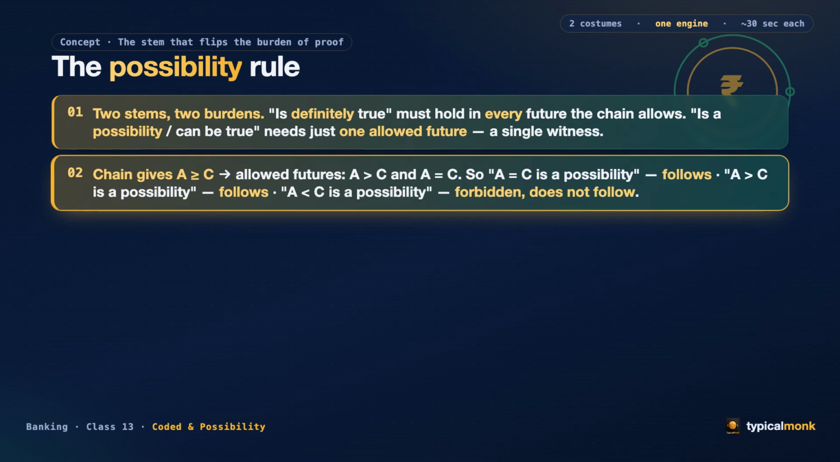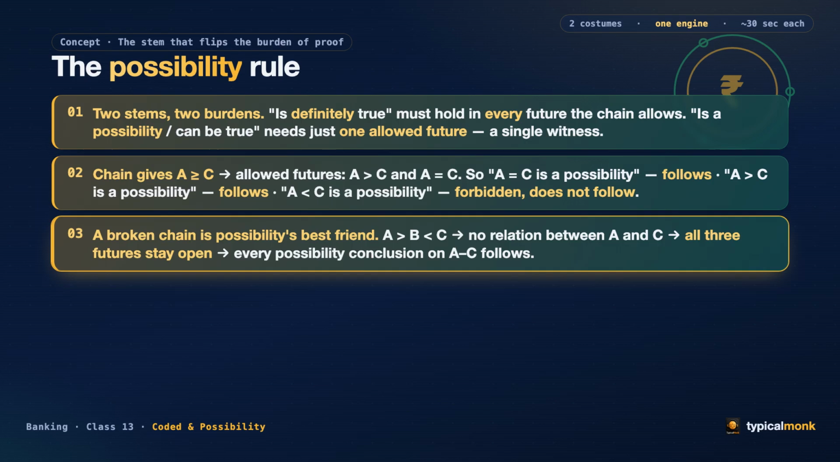2. Suppose the chain gives A greater than or equal to C. The allowed futures are 2: A greater than C, and A equal to C. So, A equal to C is a possibility. Follows. A greater than C is a possibility. Follows. But A less than C is a possibility. Forbidden, does not follow.